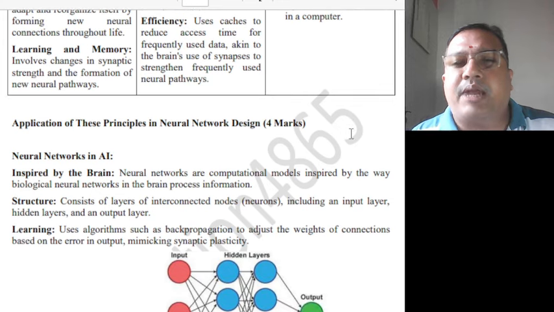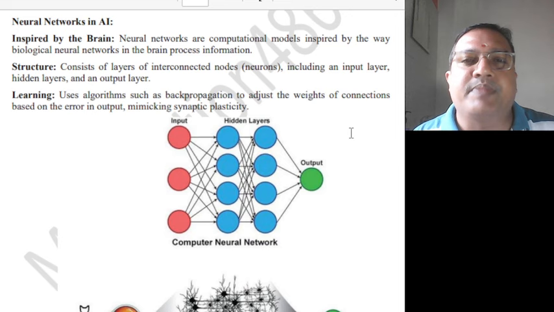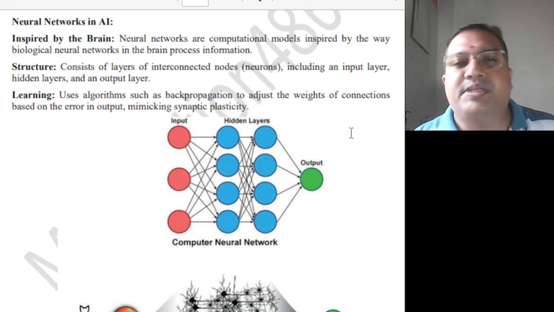Now moving on to the applications, how this can be connected to neural network designs. Neural networks in AI are inspired by the brain. Neural networks are computational models inspired by the way biological neural networks in the brain process information.